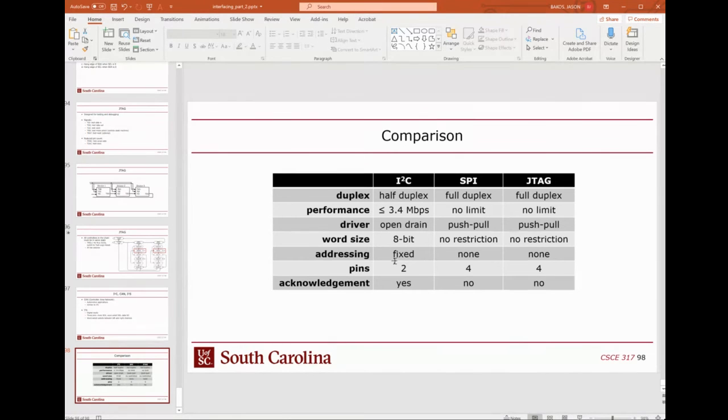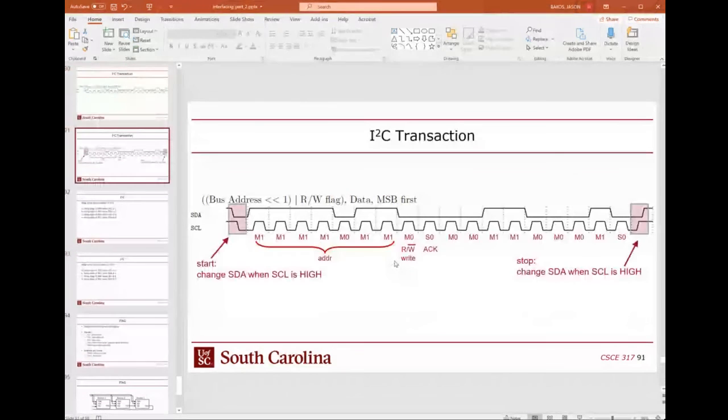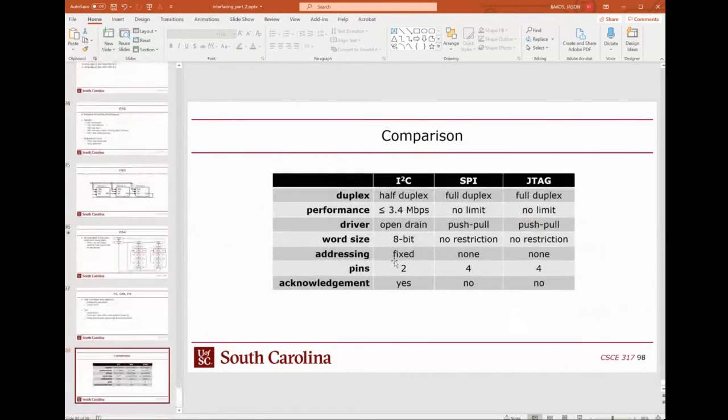The bit ordering in I2C is always the same. It's most significant bit to least significant bit, whereas with UART, oh, I don't have UART on here. That explains it. I don't have a column for UART, but with UART the bit ordering is always least significant to most significant. Sorry, with I2C, it's most significant to least significant, and with SPI it could be either, depending on the demands of the protocol.